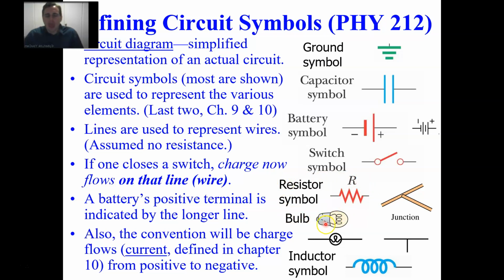Whereas a light bulb is sometimes represented by the resistor symbol. In fact, it generally just can be. But sometimes it's given sort of this bulb-looking symbol. But a light bulb is still a resistor. Here is a junction. A junction is a split in a piece of wire. Allows charge to move in multiple directions.